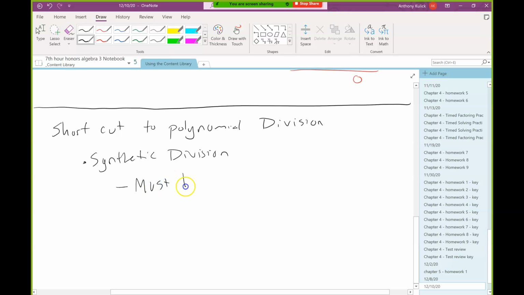So to do synthetic division, we have to have a divisor with degree and leading coefficient equal to 1.